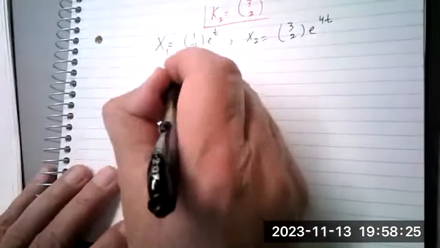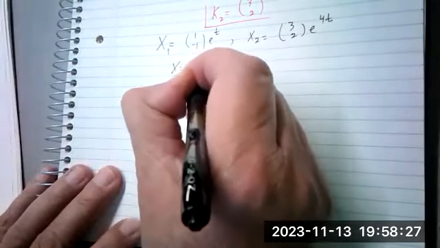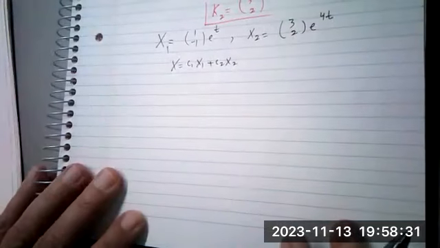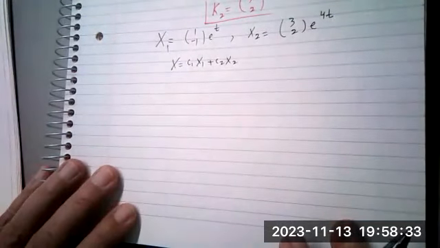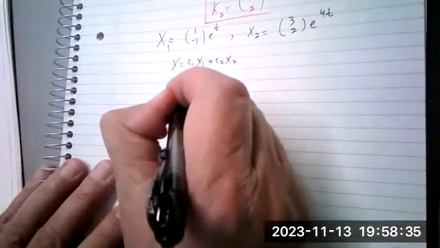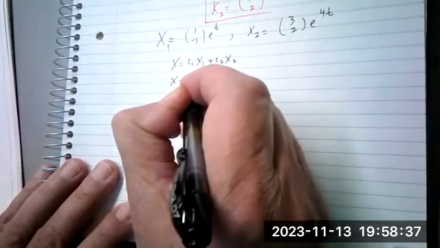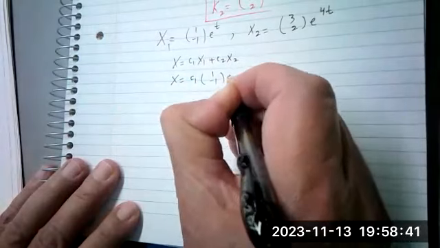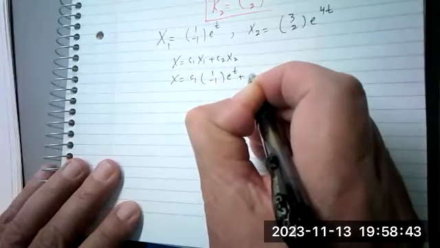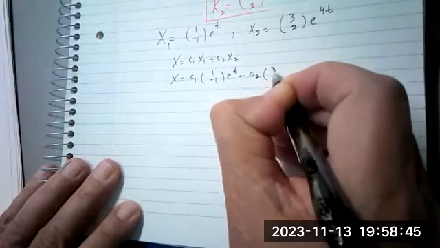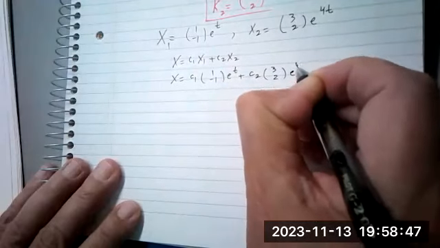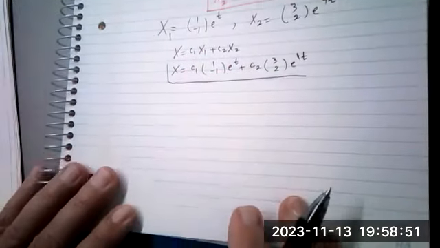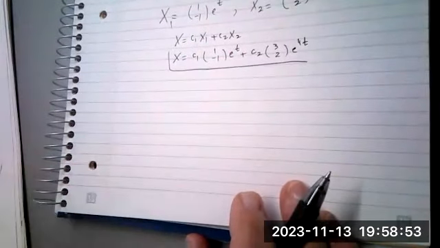Now your general solution, x, would be c1 x1 plus c2 x2, like the one that you did before. So in this case, your x is going to be c1 (1, -1) e to the t plus c2 (3, 2) e to the 4t. It's going to be a general solution of the system, but you have to write the solution for x and y.